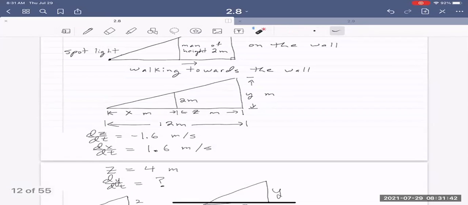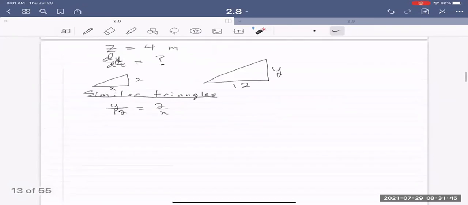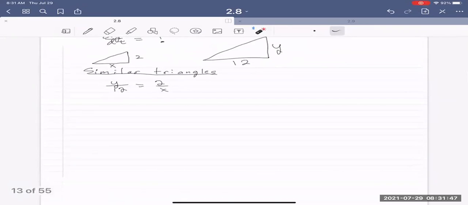This obviously is y. Okay, so I have y over 12 is 2 over x. So let me simplify that. So I have xy equals 24.